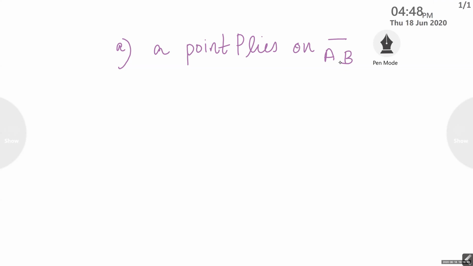So how will you draw this? There is a line segment AB. There is a point P. Where do you keep that point? In the middle, or near to B, or anywhere on the line. Don't keep it after B or before A. You can keep a point P anywhere on the line like this.